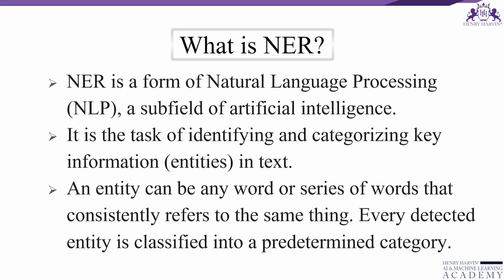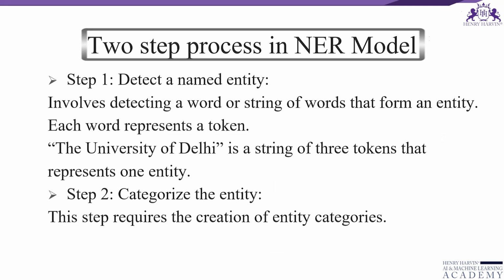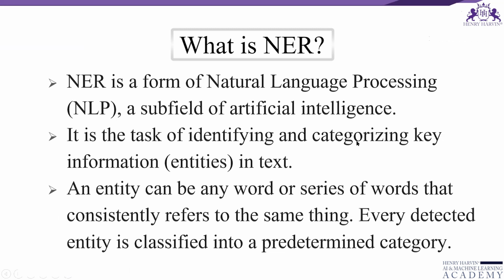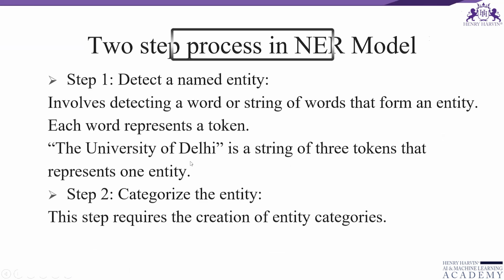Let us try to understand how this NER basically works. The NER model is a two-step process. Step one is to detect a named entity. Step two is to categorize the entity. What is an entity? I have already told you, it is categorizing key information, right? Fine. How can I understand this better?